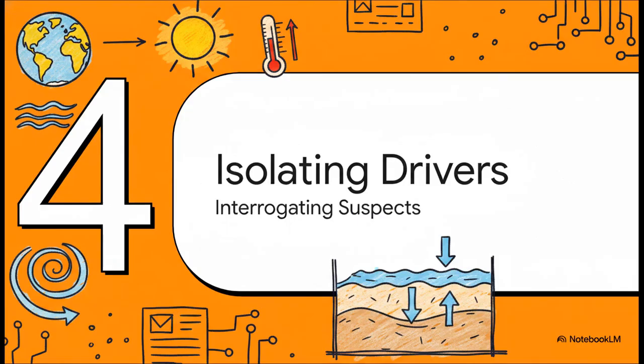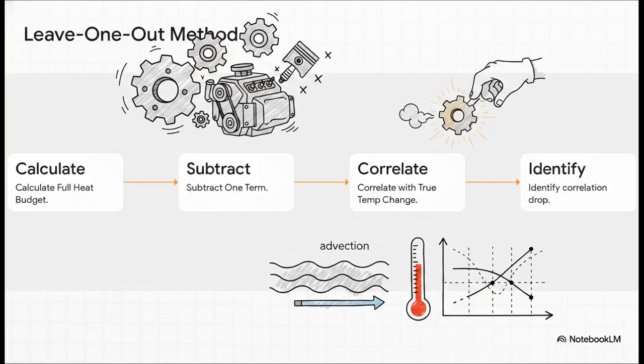All right, Section 4. Isolating the physical drivers, interrogating the suspects. Now for the fun part. To find out which physical driver was causing the loop, they use this brilliant interrogation method called leave-one-out correlation. Think of it kind of like taking pieces out of a car engine, one by one, while it's still running, just to see which part causes the engine to stall.